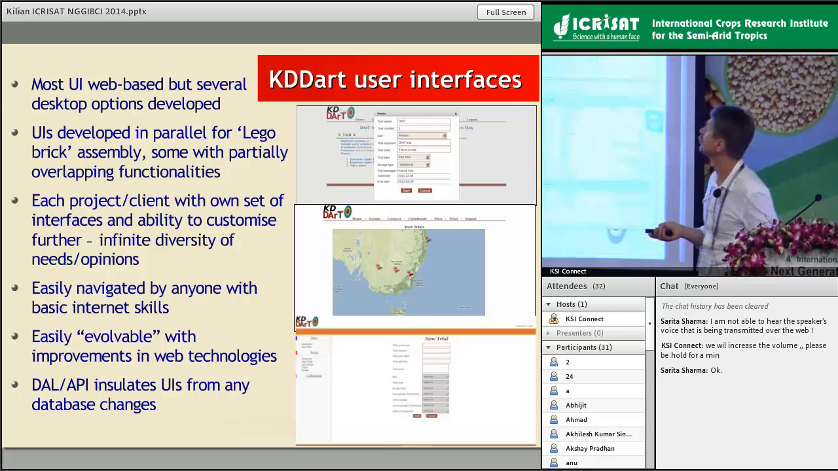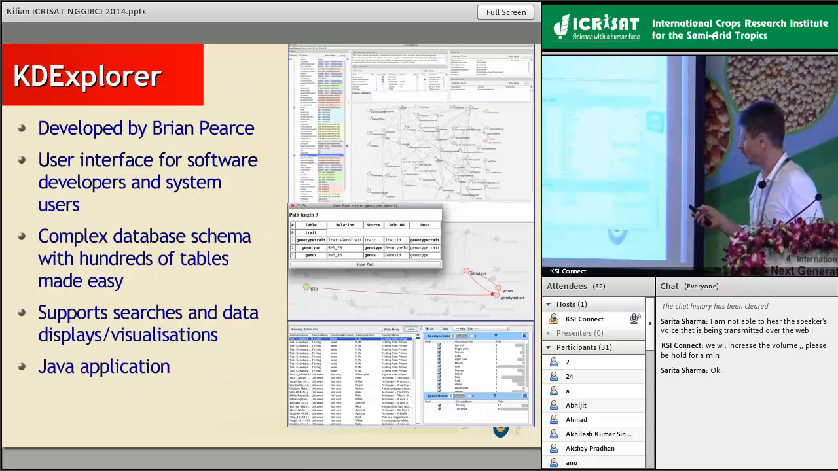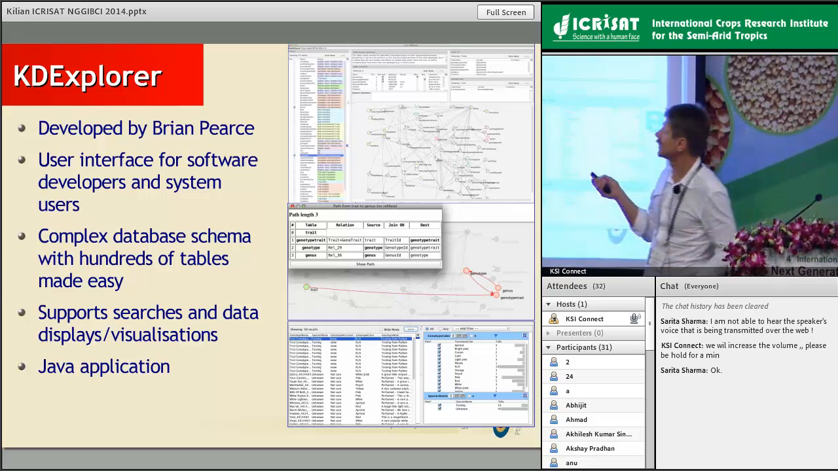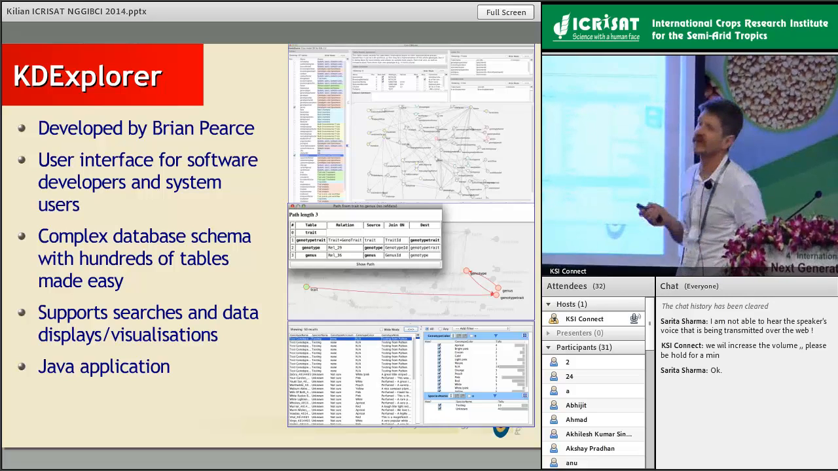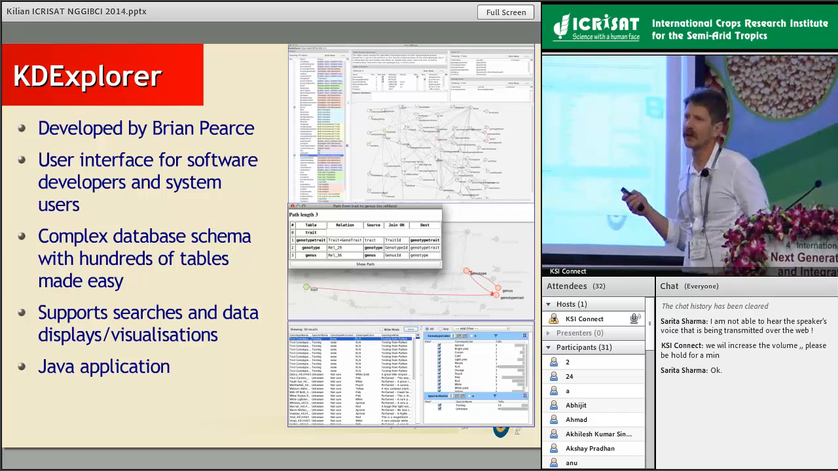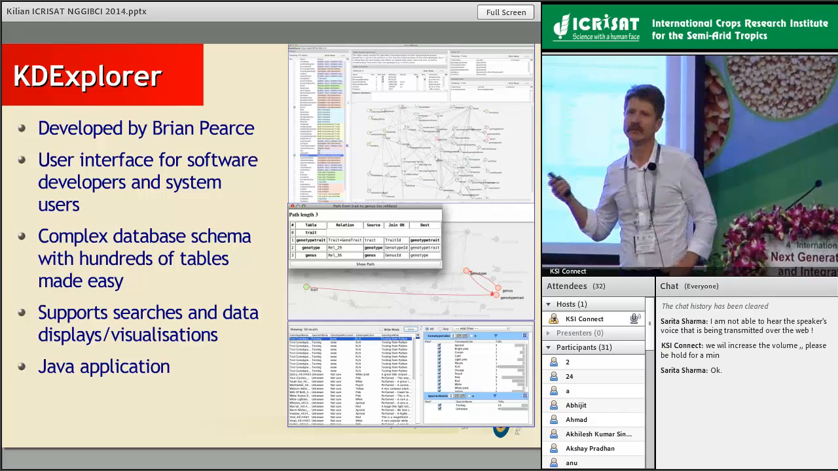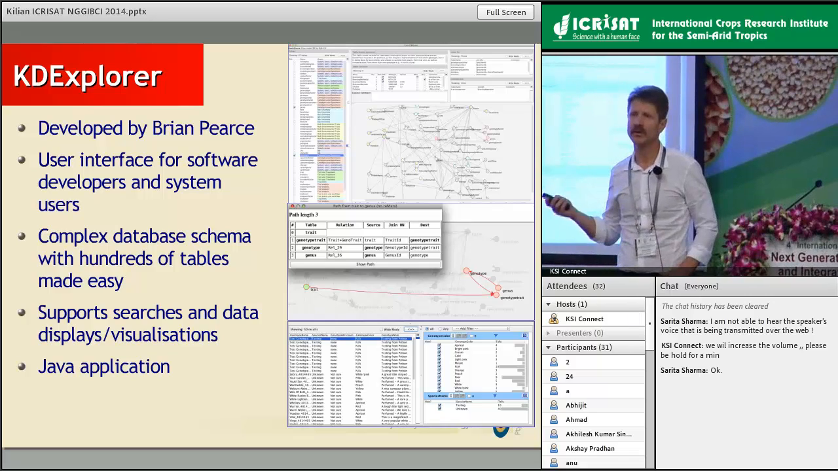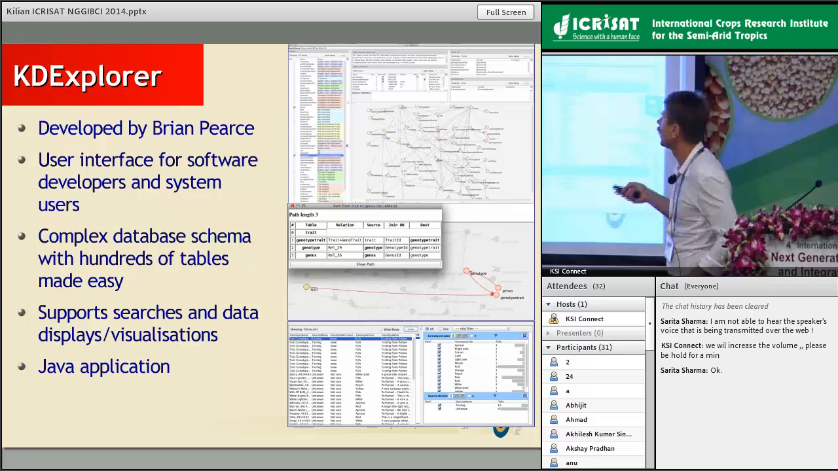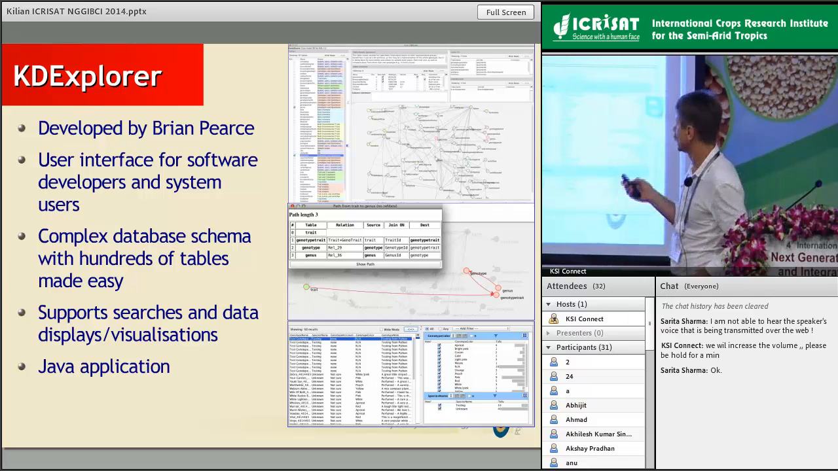And the important thing is that all these user interfaces have to be easily navigated by people with relatively limited IT skills. A few of the examples: 3D Explorer, developed by Ryan, is not only for users but also for software developers. It is a technology for any other programmer to get into the system, learn how the data access layer works, and program a new user interface on it.